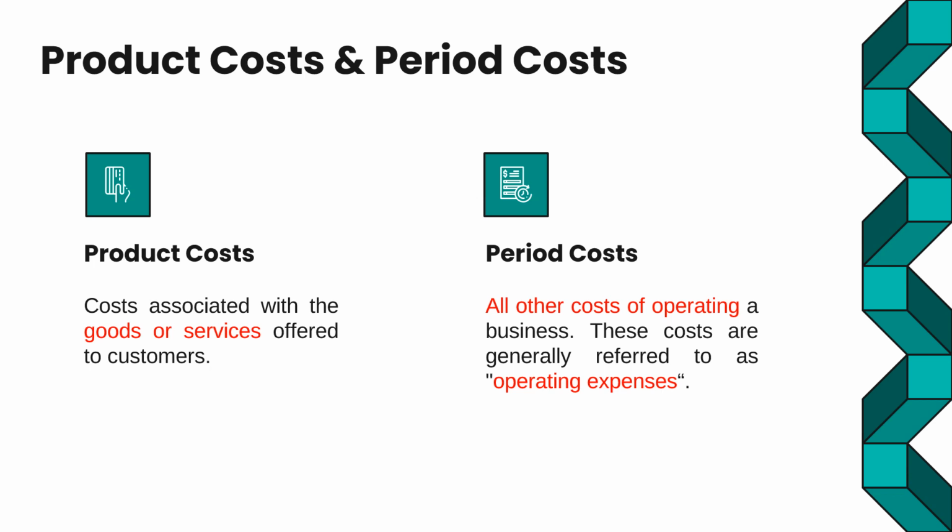It's the cost of our merchandise, if in fact we're a merchandiser, or it's the cost of making our product, if in fact we're a manufacturer, or it's the cost of providing the services to customers if we're a service-oriented business. All of the other costs of doing business outside of the product costs are referred to as period costs. Period costs are all of the other costs of operating a business. These costs are sometimes referred to as simply operating expenses or as selling and administrative expenses.